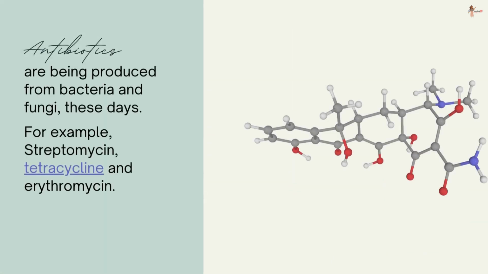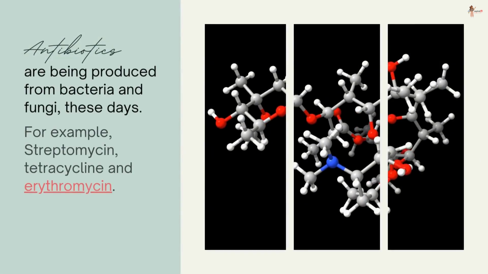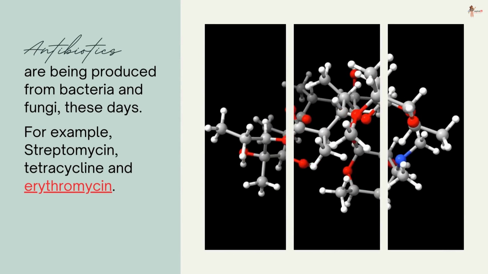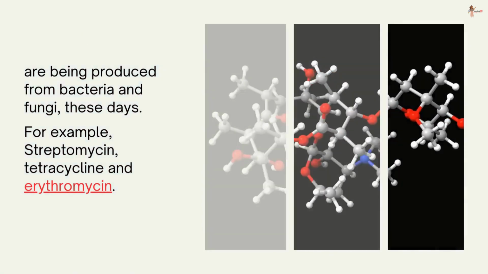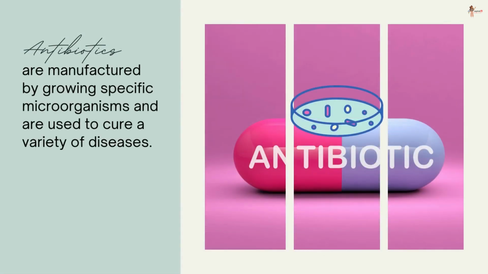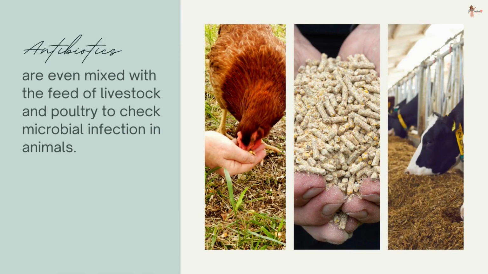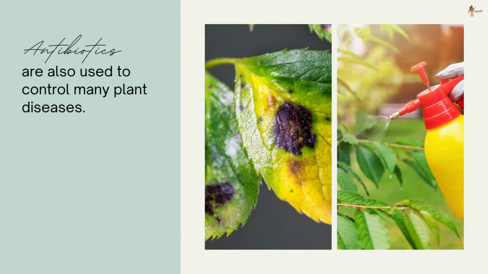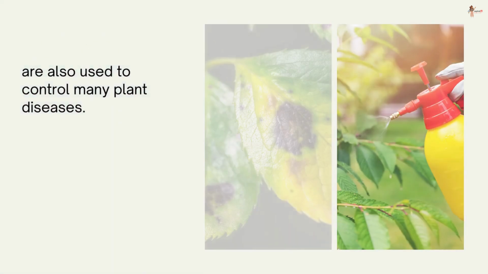Streptomycin, tetracycline, and erythromycin are some of the commonly known antibiotics which are made from fungi and bacteria. The antibiotics are manufactured by growing specific microorganisms and are used to cure a variety of diseases. Antibiotics are even mixed with the feed of livestock and poultry to check microbial infection in animals. They are also used to control many plant diseases.